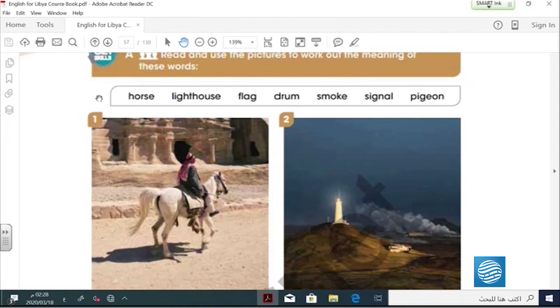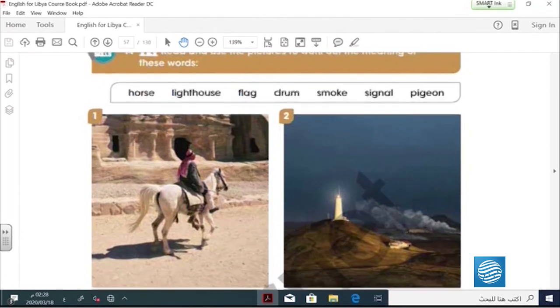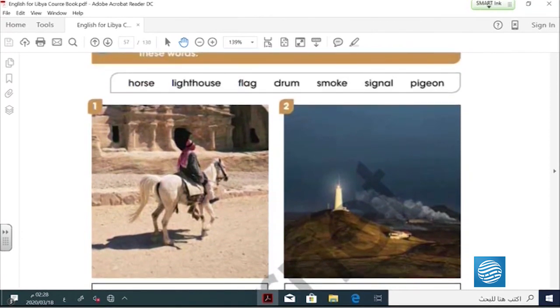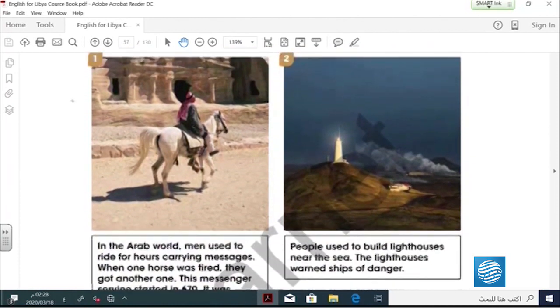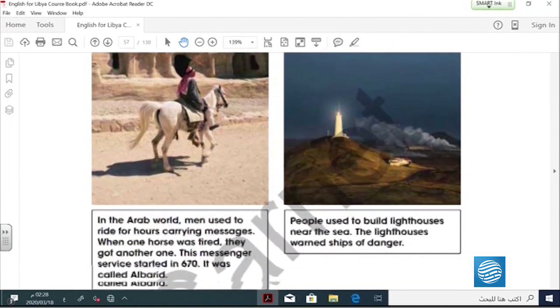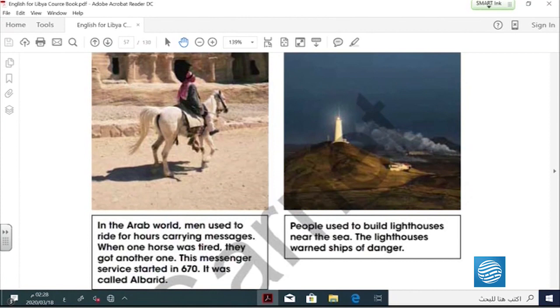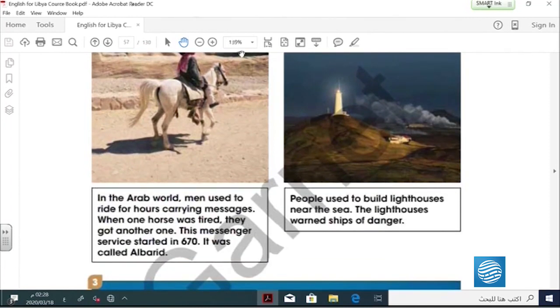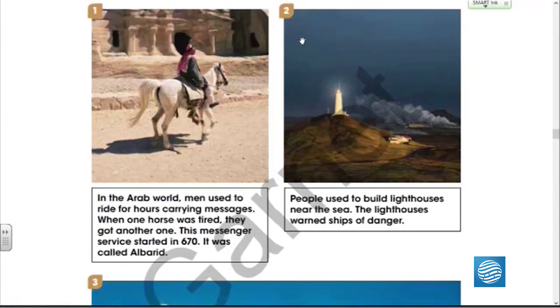Pigeon. Pigeon. Very good. Okay, so now these are the pictures of these words here. This is horse, and this is the lighthouse. Okay, so let's start reading about each picture now. Listen first, and then we will read together, okay? اسمعوا بعدين نقول مع بعض, okay?